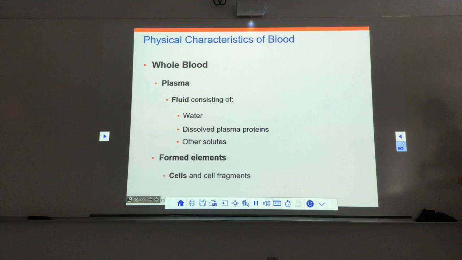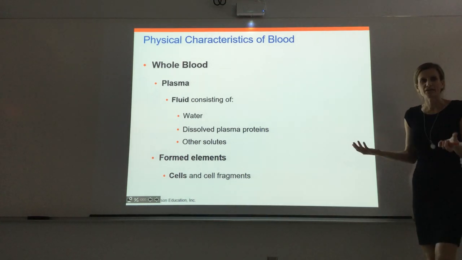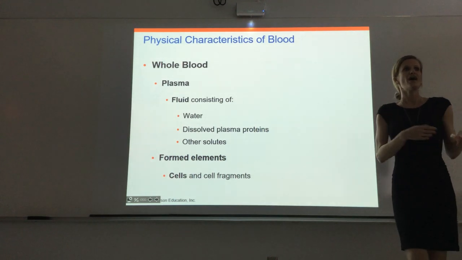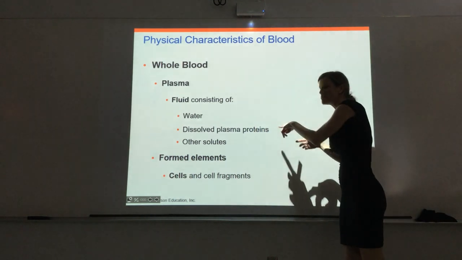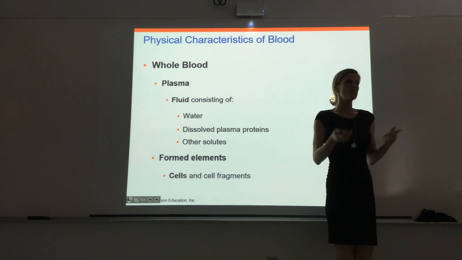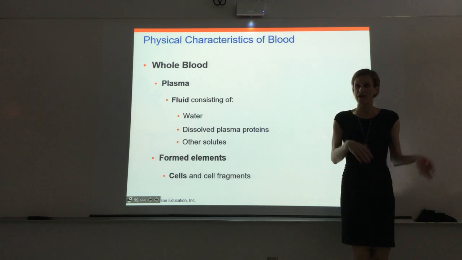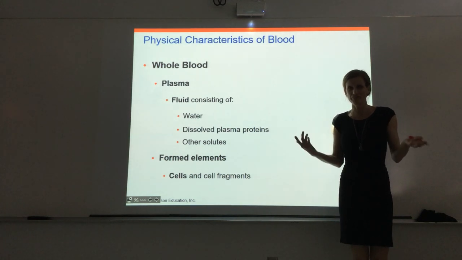These can be transport proteins that carry things in the bloodstream. They can be immunoglobulins, which are part of the immune system. We have some plasma proteins that are involved in blood clotting. There's lots of different proteins, but the point here is they're plasma proteins, so they're proteins that are in the plasma, proteins that are in the bloodstream.